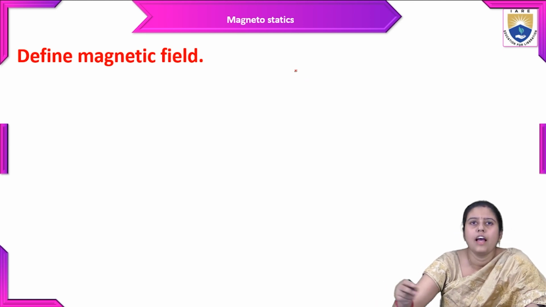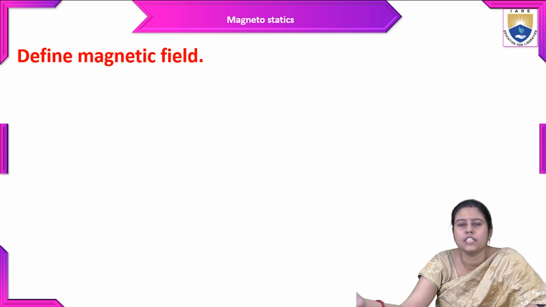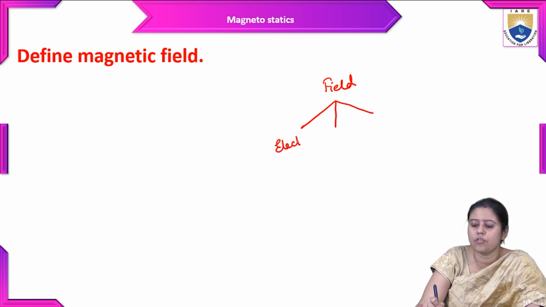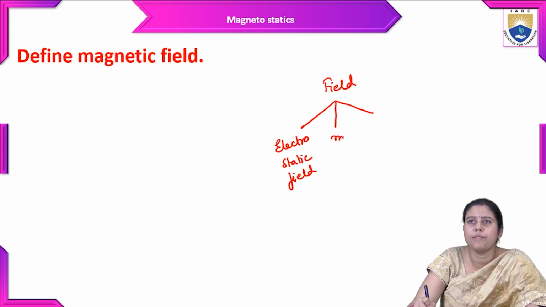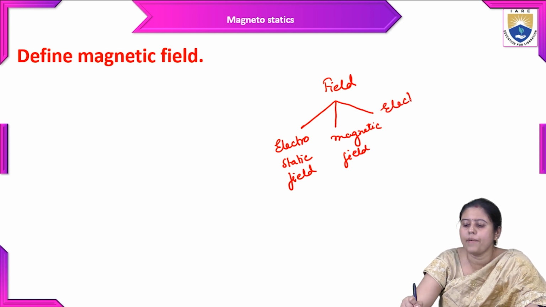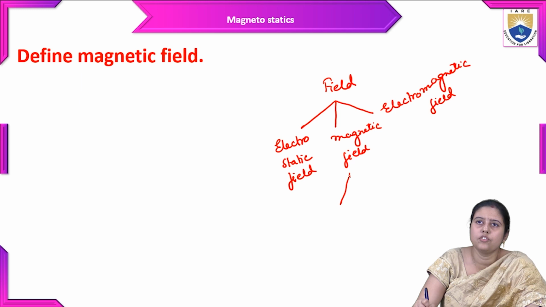First, what is the field? I told in the last discussion also, field is a spatial area where we can measure any quantity. Field is basically of three types. The first one is the electrostatic field. Then the magnetostatic field or magnetic field. And the last one is the electromagnetic field.